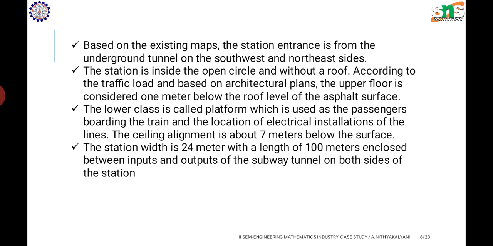The lower class is called platform, which is used as the passengers boarding the train and the location of the electrical installations of the lines. The ceiling alignment is about 7 meters below the surface. The station width is 24 meters, with a length of 100 meters enclosed between the inputs and the outputs of the subway tunnel on both sides of the station.